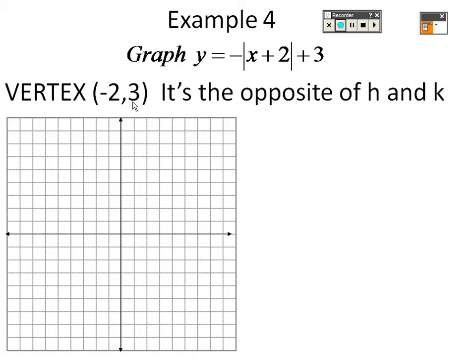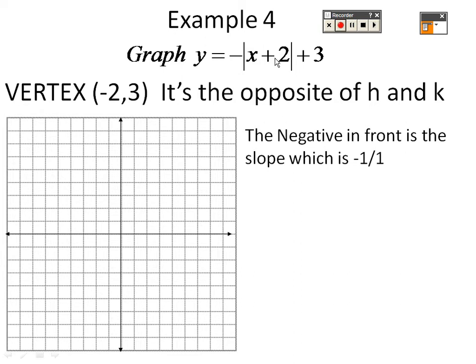Right. Negative absolute value of x plus 2, plus 3. Okay. The vertex is -2, 3. It's the opposite of h and k. So the formula is h and k. So that means opposite is -2. Whatever's on the outside is your k, and that happens to be 3 there. So that's why it's -2 and 3.